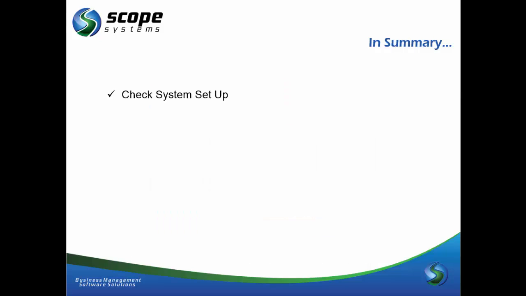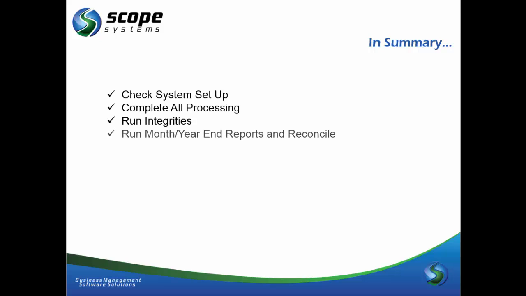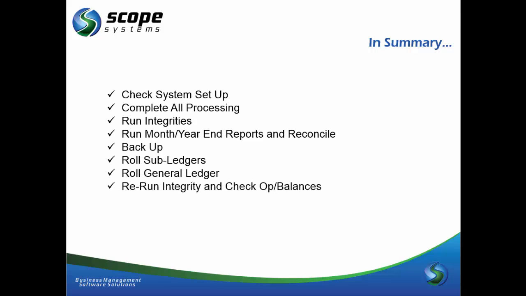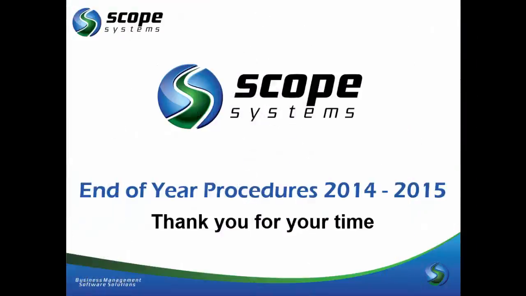So in summary, what have we covered? We've checked the system setup. We've completed all processing for all modules. We've run integrities. We've run the month and year-end reports and reconciliation. We performed backup, and we've rolled the subledgers, as well as the general ledger. We've rerun the integrity and checked the balances, and we've resubmitted the general ledger integrity to the night sequence. Thank you for your time. This concludes the end of year procedures for 2014-2015.